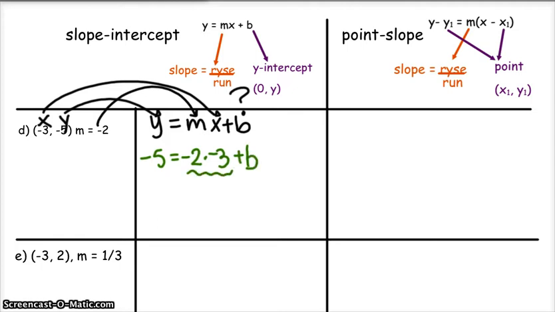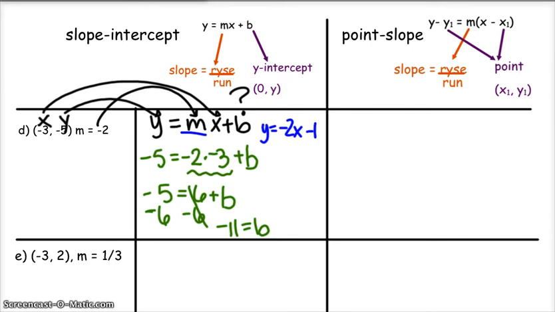I'm going to simplify, multiply these two together. I still need the b alone. The 6 is a positive, so to undo that, I'm going to subtract it. So -11 ends up equaling b. So my answer is going to be y equals the m value, x minus 11. Because the 11 was a negative, the symbol in front of your b is also a minus. Point slope form.